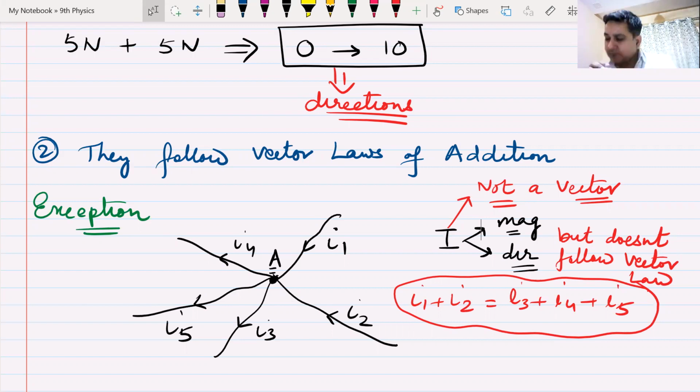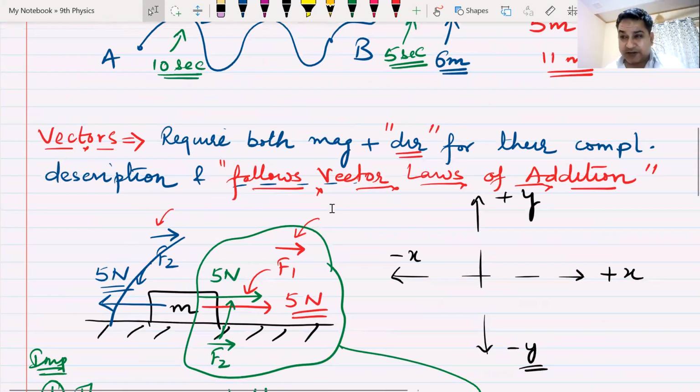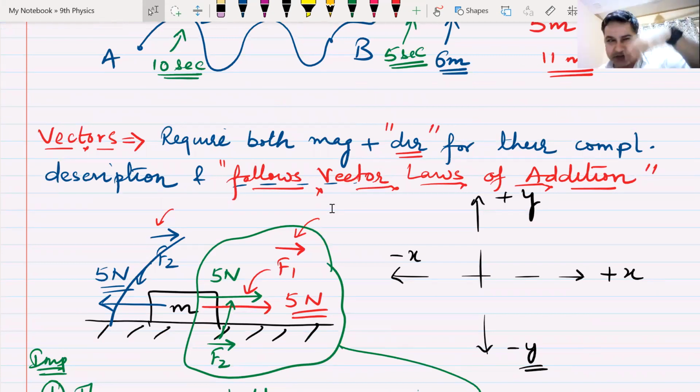Yes, sir. Okay. So that was the definition of vector quantities. What are these vector laws of addition? Probably I will not tell you now, maybe later on when you get older and wiser.